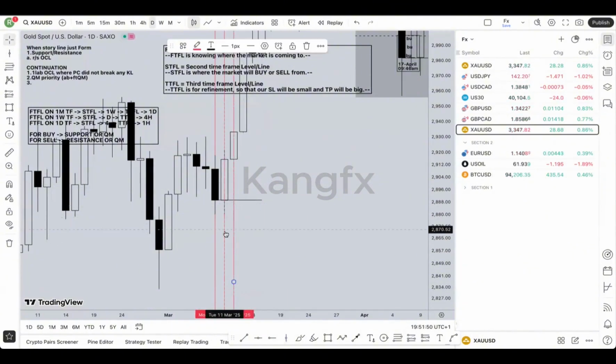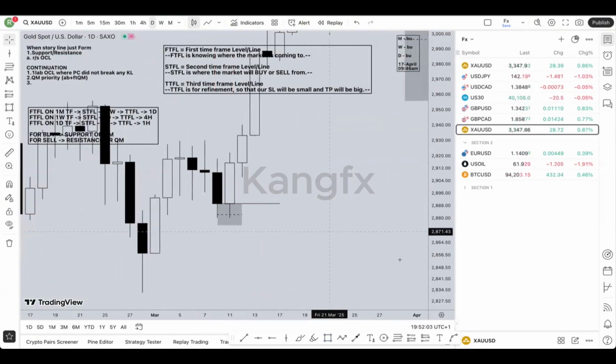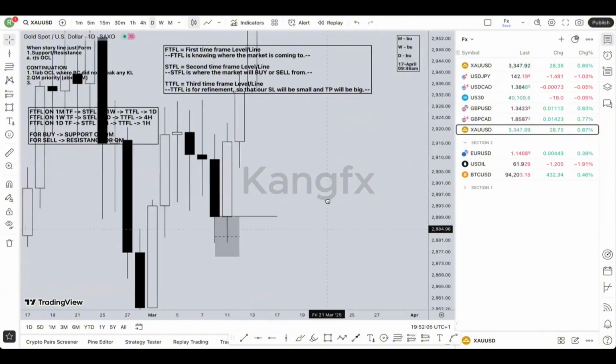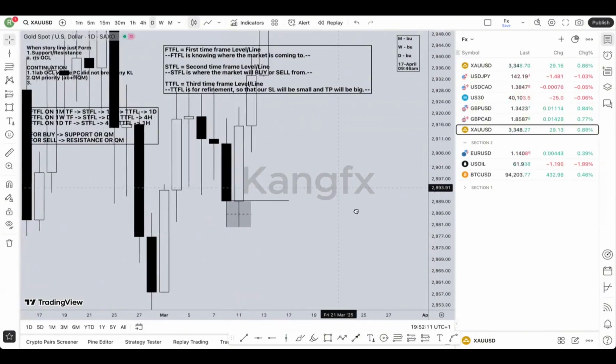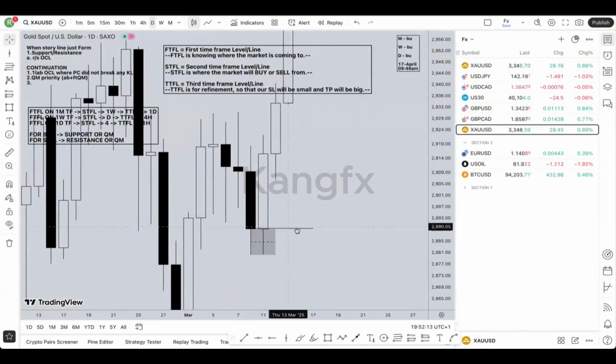I'll mark it, then remove this one in the middle. Then I draw my rectangle from here to this point. I take it down. Then I can now remove these two lines. Then I extend my box to the lowest wick. This is the one with the lowest wick. Keep it there. Now, my FTFL here, this is the first FTFL, which is on daily.